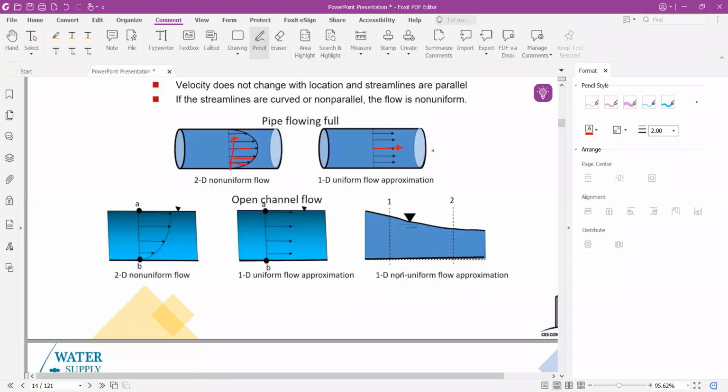uniform flow also occurs if we consider this point, that at that point the velocity will be the same, not changing, but as compared to section 2, it will be changing. So the section is changing at section 1 and section 2, showing the non-uniform flow approximation.